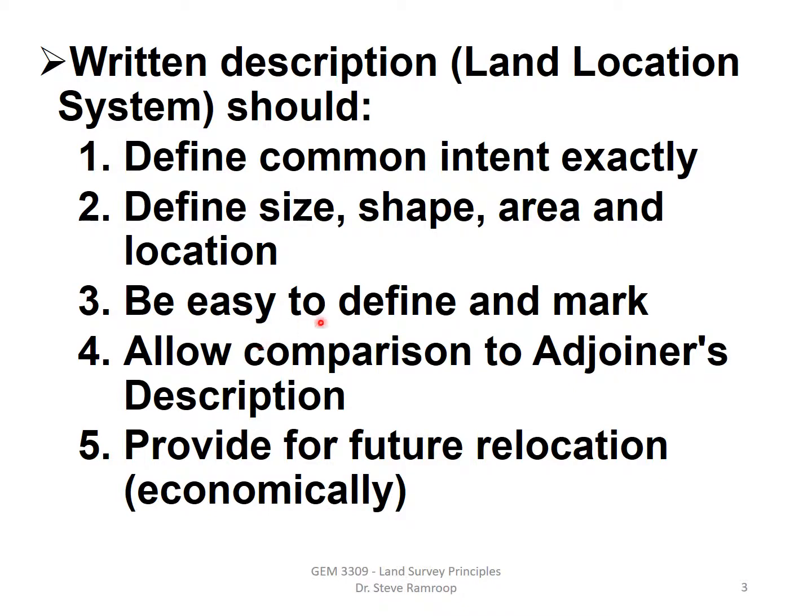Third, the description should be easy to define and mark by putting monuments out there, identifying the corners of the boundaries, and being able to identify the property boundaries in order to compute the area and the perimeter. Fourth, allow comparison to adjoiners' descriptions: be able to show the relation to the neighboring parcels, which we refer to as adjoiners. And fifth, the written description should provide for future relocation, in terms of identifying where those original boundaries were located.